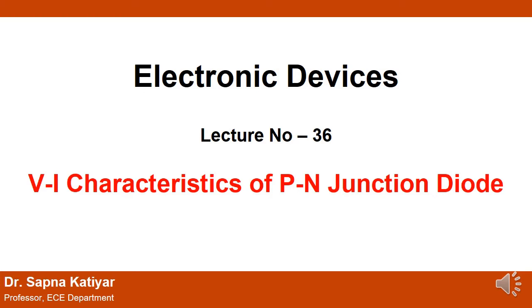Today's topic is VI characteristics of PN junction diode. In the previous lectures we have studied about PN junction formation, PN junction diode, how PN junction diode works in forward bias condition and how it works in the reverse bias condition. So let us discuss about the VI characteristics.